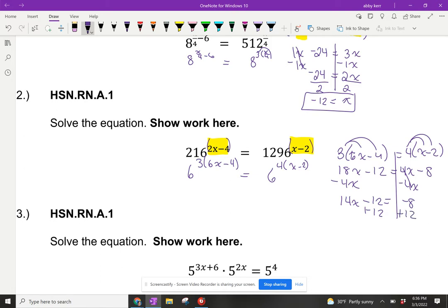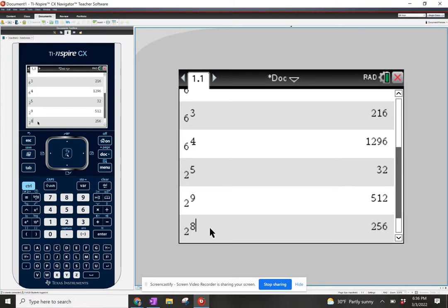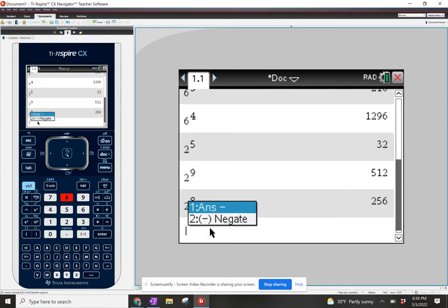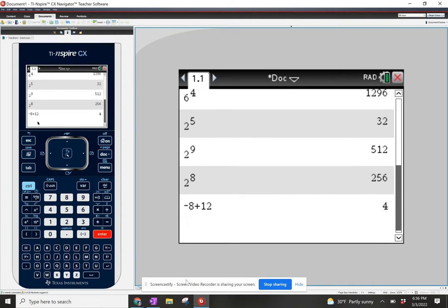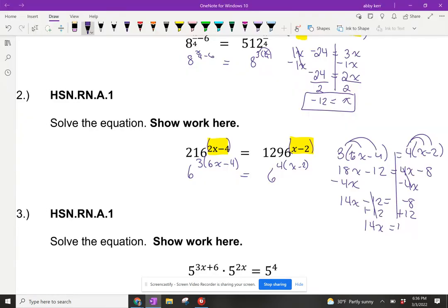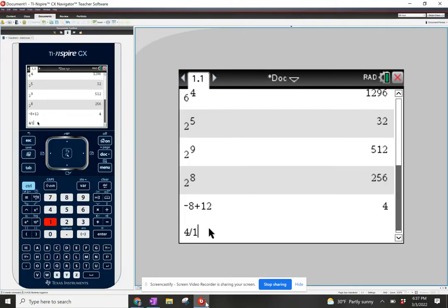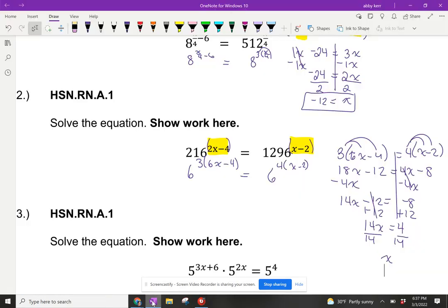Add 12 on both sides. So negative 8 plus 12 gets you 4. Divide by 14. Make sure that you simplify. 4 over 14 can be simplified to 2 over 7.